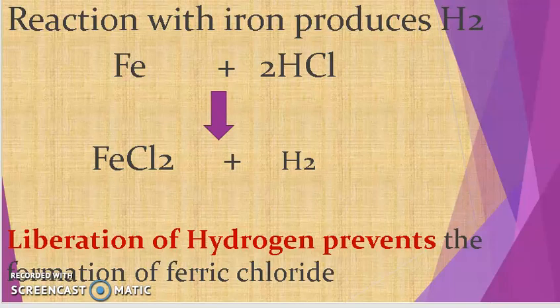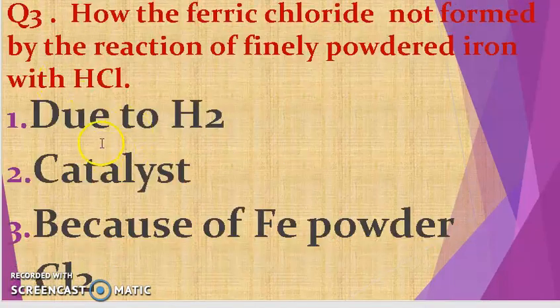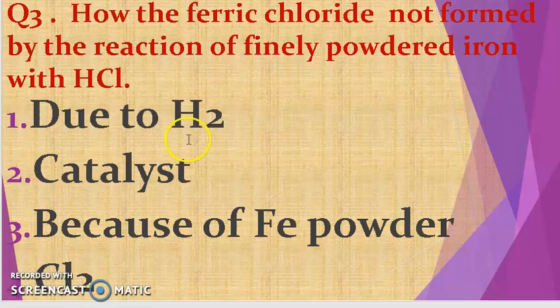So what do we have to write? What do we have to choose from these options? That is due to H2, because H2 is eliminated. That means the liberation of hydrogen prevents the formation of ferric chloride. That means FeCl2 is formed, not ferric chloride. So this is the way we have to find the answer. Okay students, I think you have understood all the questions and answers.